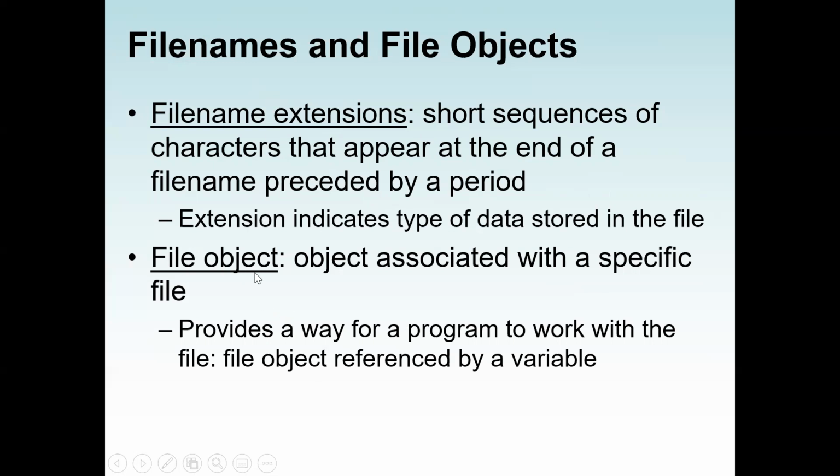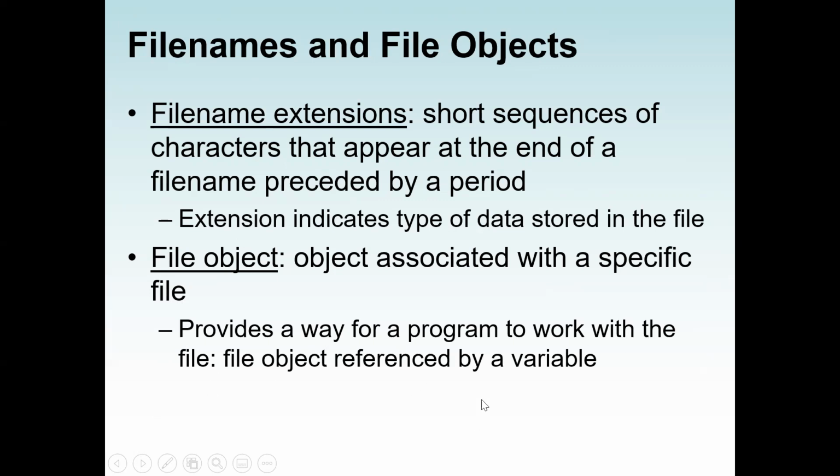Also, we should have a file object. An object normally will be associated with a specific file. In Python, when we want to access a file, we need to create the file object. So if I want to read, write, or do any process, I always refer to the file object, and the file object refers to the file also. So the file object provides a way for a program to work with the file.